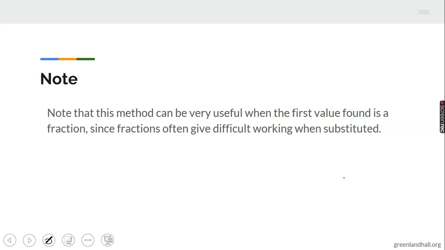Note that this method can be very useful when the first value found is a fraction, since fractions often give difficult working when substituted. What this point is saying is that whenever you are working with substitution method and you have a fraction, it is always difficult. But when you are working with elimination method, you don't have a fraction. So that is the meaning.